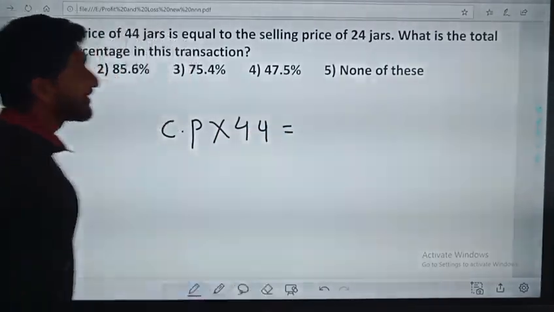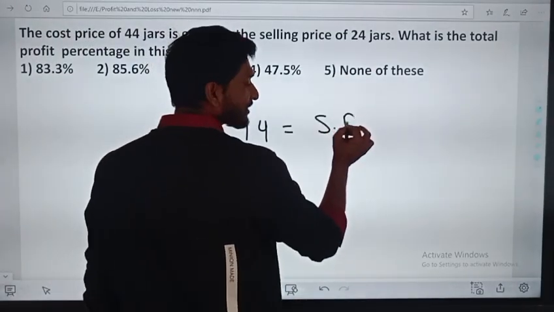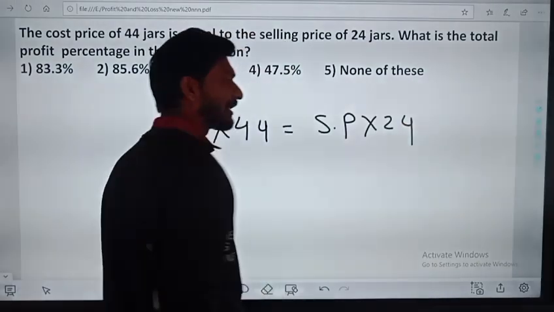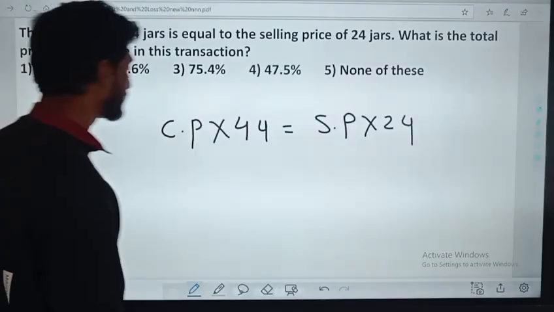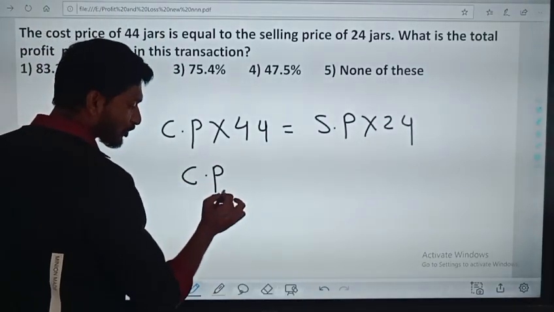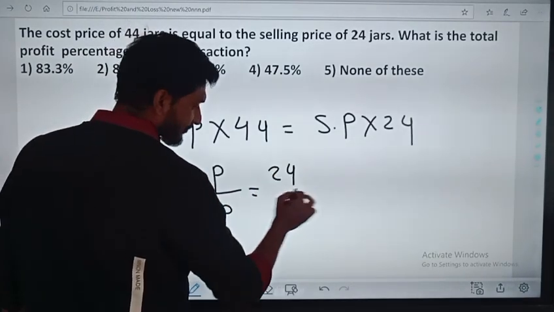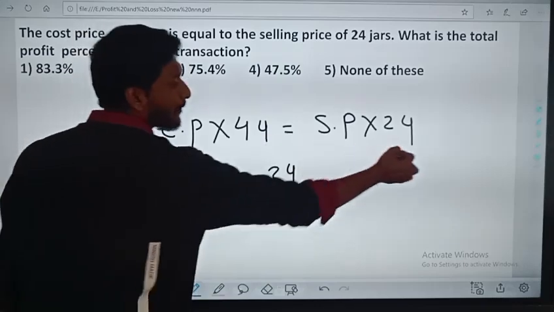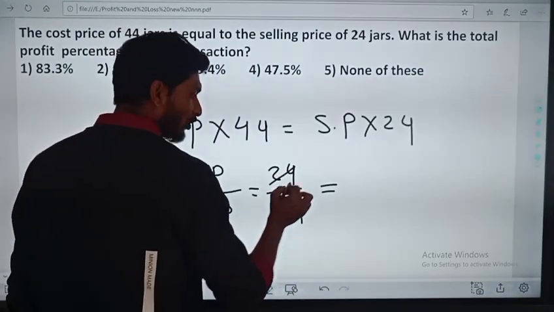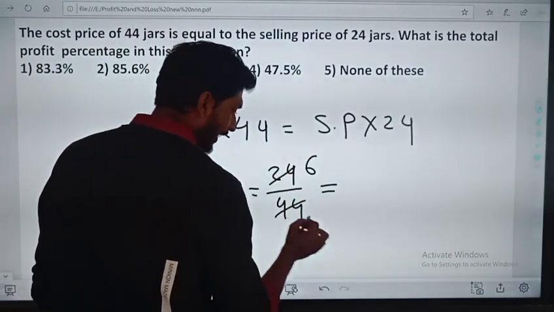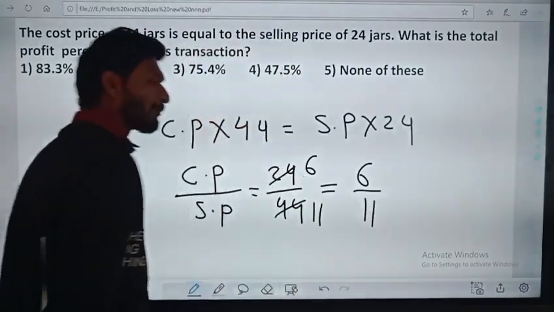Cost price of 44 jars is equal to selling price of 24 jars. Now here we get the ratio of cost price and selling price. The ratio of cost price upon selling price is equal to 24 upon 44. Now we minimize this ratio. 4 sixes are 24 and 11 fours are 44. Now this ratio is 6 upon 11.